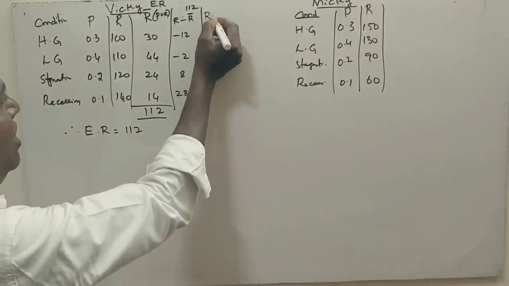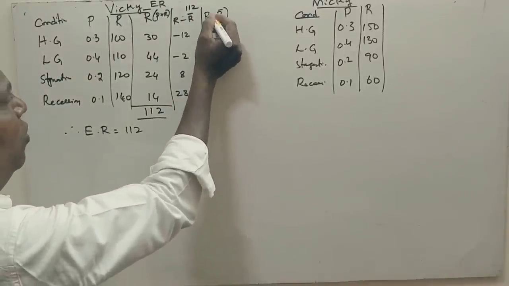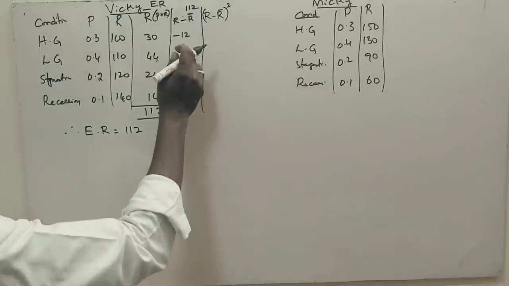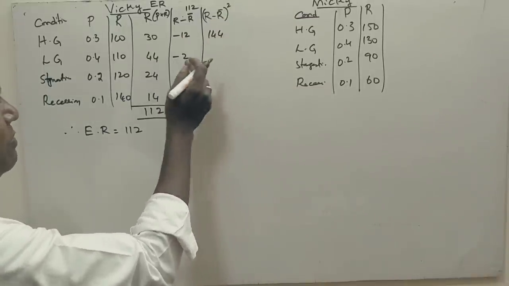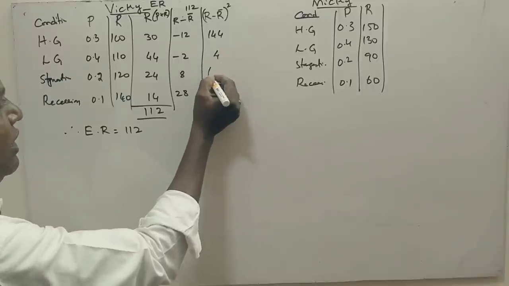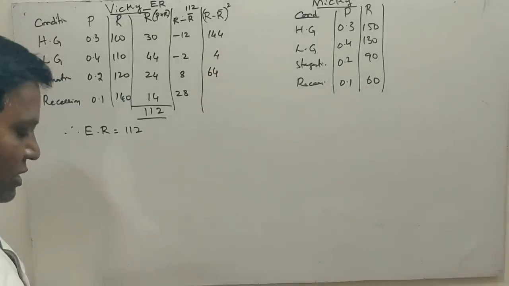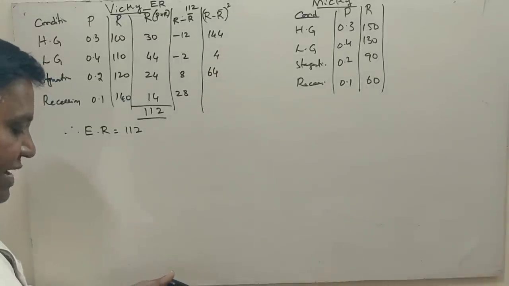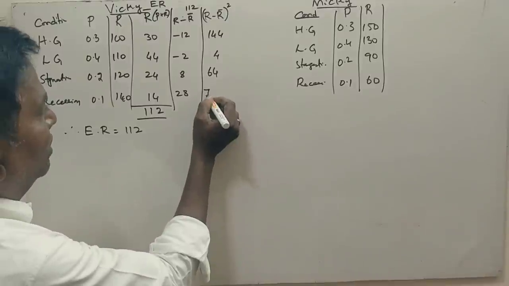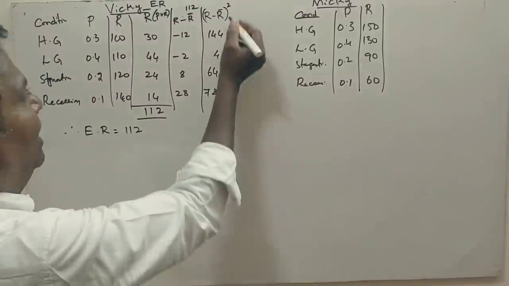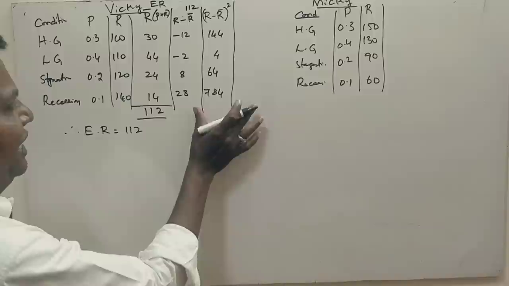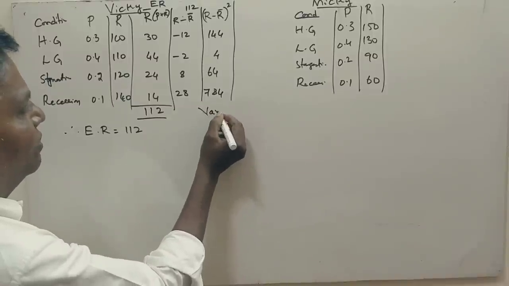Next is R minus R dash whole square. Whole square means 12 12s are 144, minus into minus plus, 2 2s are 4, 8 8s are 64, 28 into 28 is 784. We got it.